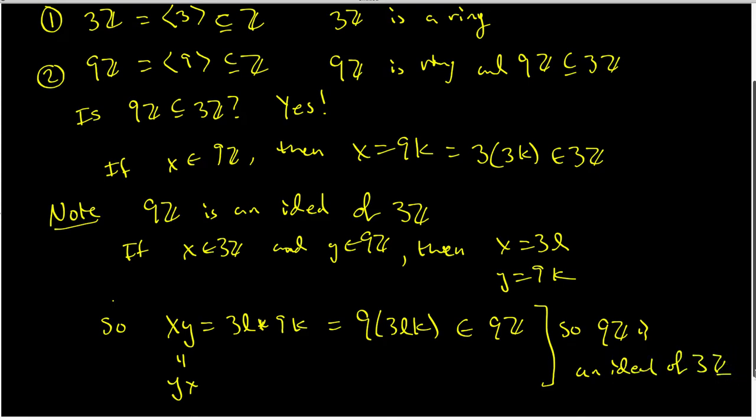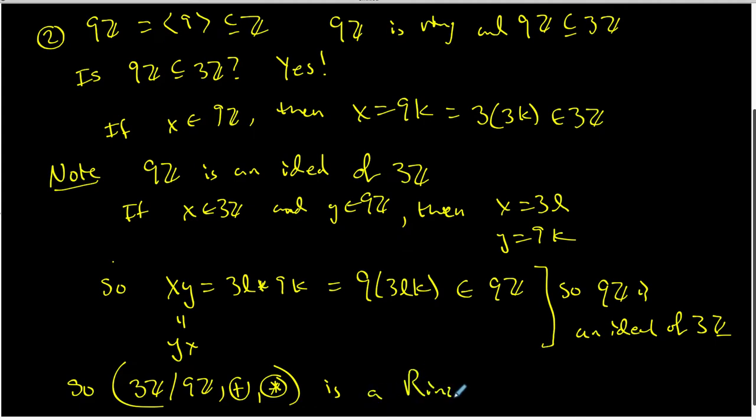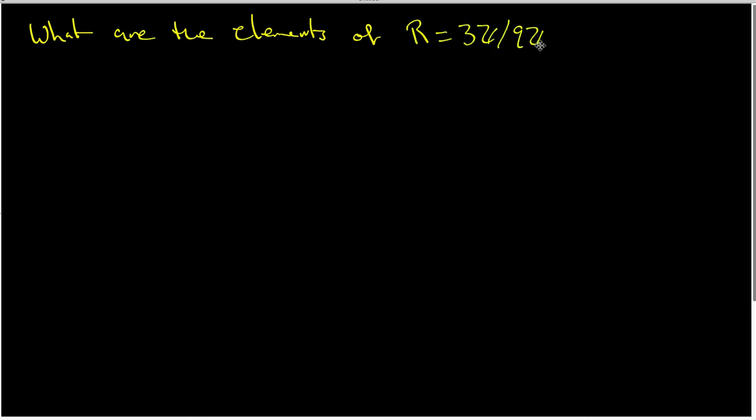Now, the reason that's important is that it says 3Z mod 9Z under coset addition and coset multiplication is a ring. And it turns out that this ring will be the ring that we're after. So let's start working on that. The first thing that I want to do is think about what the elements of this ring are, which I'm going to call R, which will be 3Z mod 9Z.